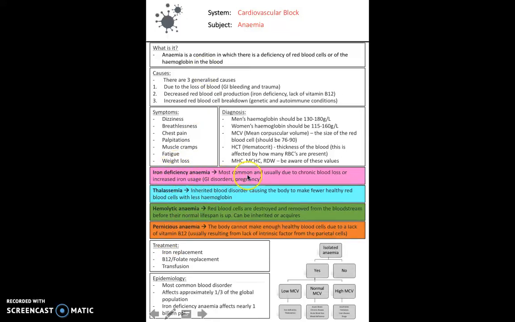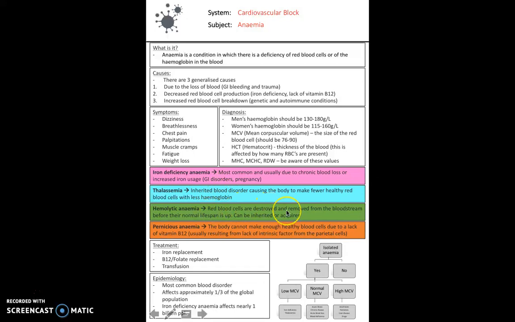Iron deficiency anemia is the most common, and it's usually due to a chronic blood loss or an increased iron usage. So things that we could be thinking about here are GI disorders for blood loss and pregnancy for increased usage. Thalassemia is an inherited blood disorder causing the body to make fewer healthy red blood cells, and therefore less hemoglobin.